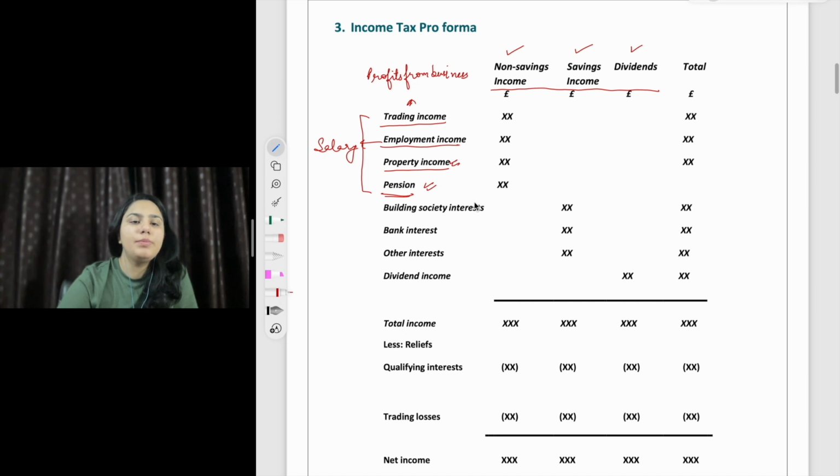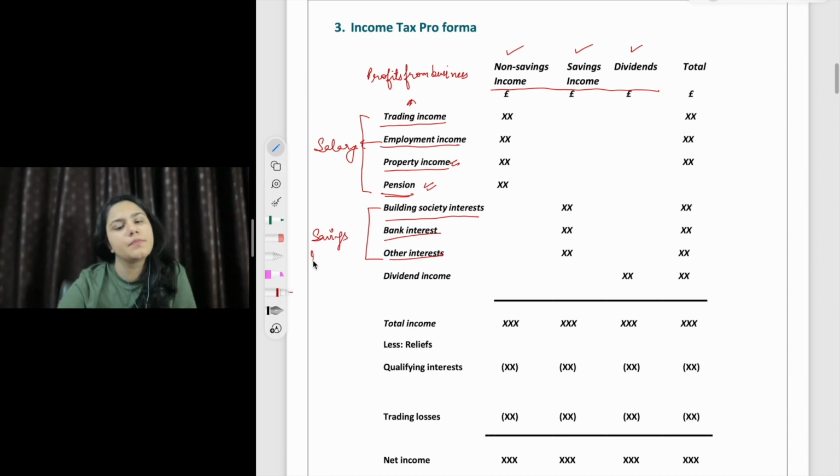Then pensions. People who have retired and who receive a pension are also going to be taxed on the pension income under non-savings income. Then we have building society interest, bank interest, and other interest. All these types of interest are a part of savings income. So first of all, bank interest, the easiest one of them all.